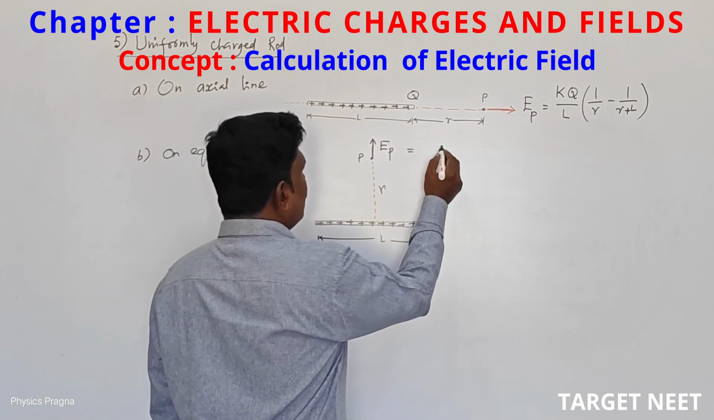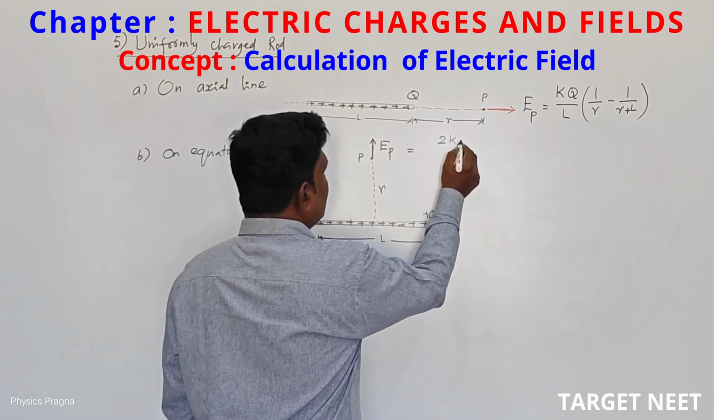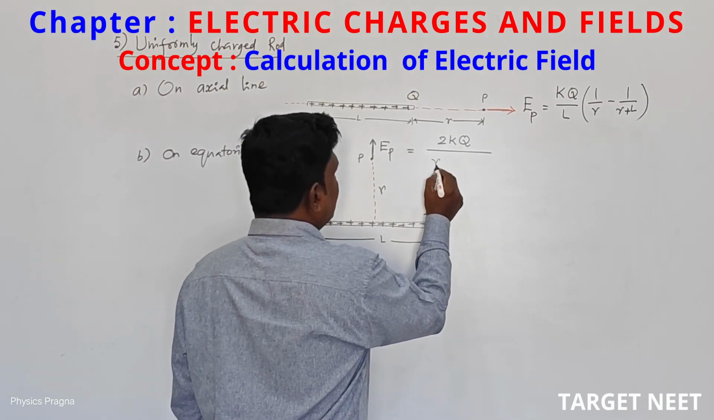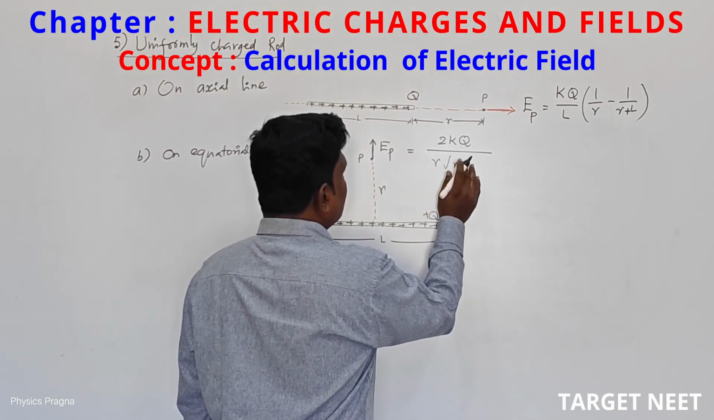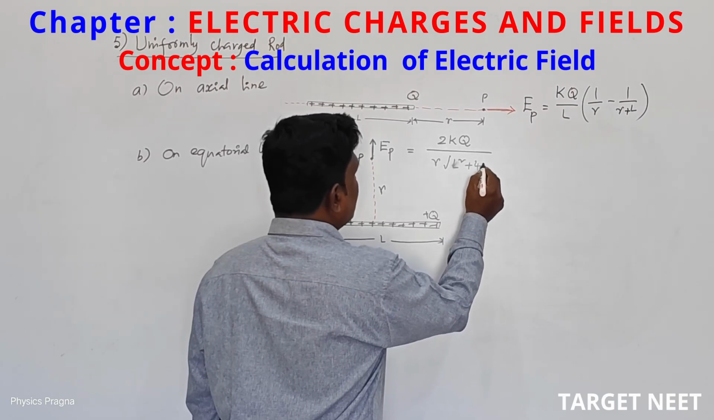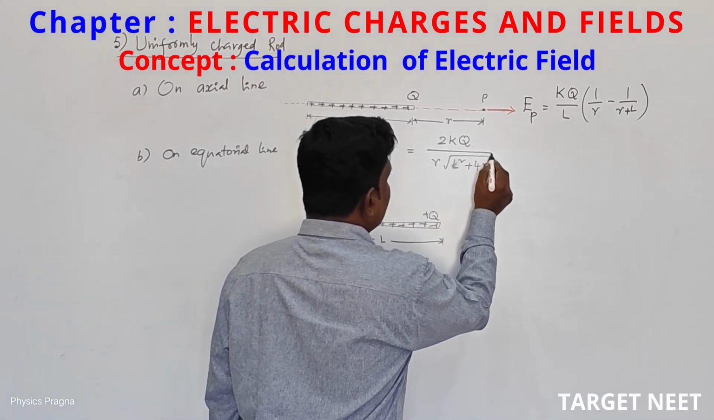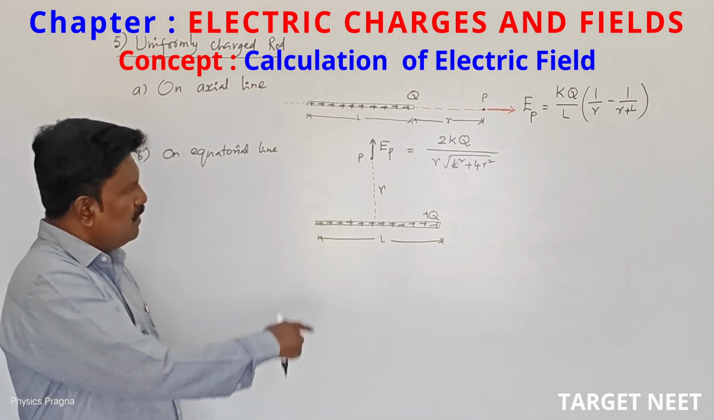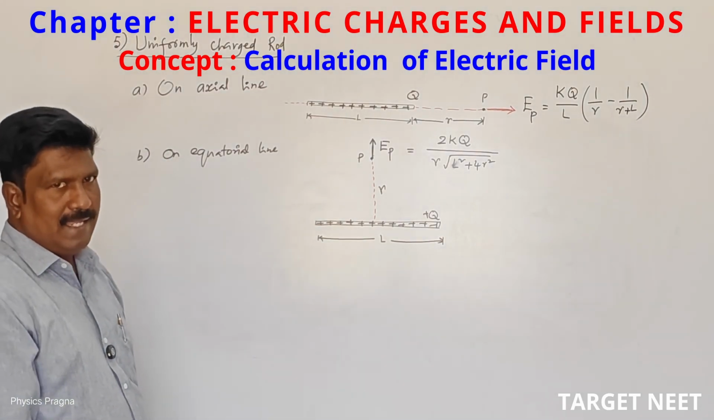The electric field formula is 2kQ by r root L square plus 4r square. So that is the magnitude of the electric field on the equatorial line.